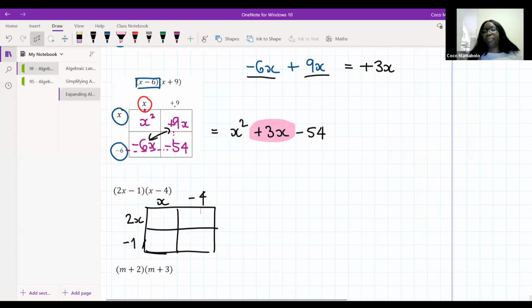Yes, Tikona. Can I try? Absolutely. Let's start at the beginning. So my answer is 2x squared. Good. Minus 8x. Beautiful. Minus 1x plus 4. Plus 4. I couldn't have said it better myself.